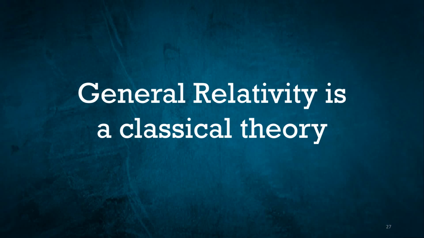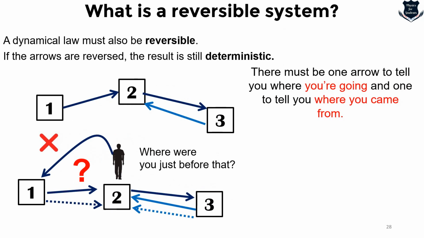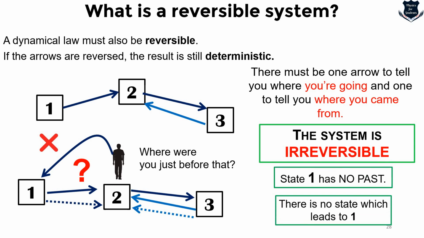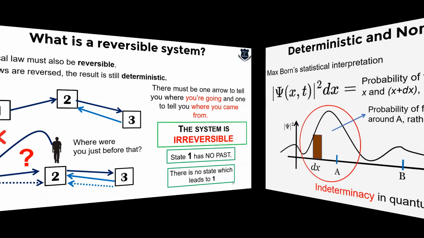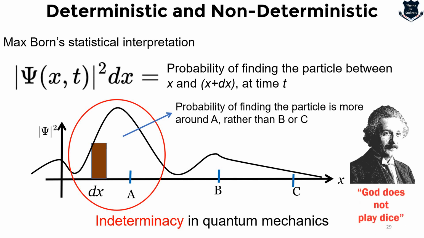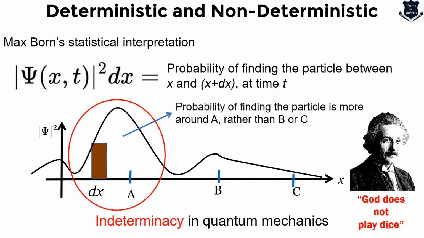We also established in the first video that the general theory of relativity is a classical theory. That means if you're standing at point number 2, suddenly you don't know where you were at point number 1 or where you will go. So the system is irreversible. That means state 1 has no past. And an irreversible system cannot be defined by the laws of classical physics. All we can do is find a probability in the quantum world, which led Einstein to form his famous quotation, God does not play dice.